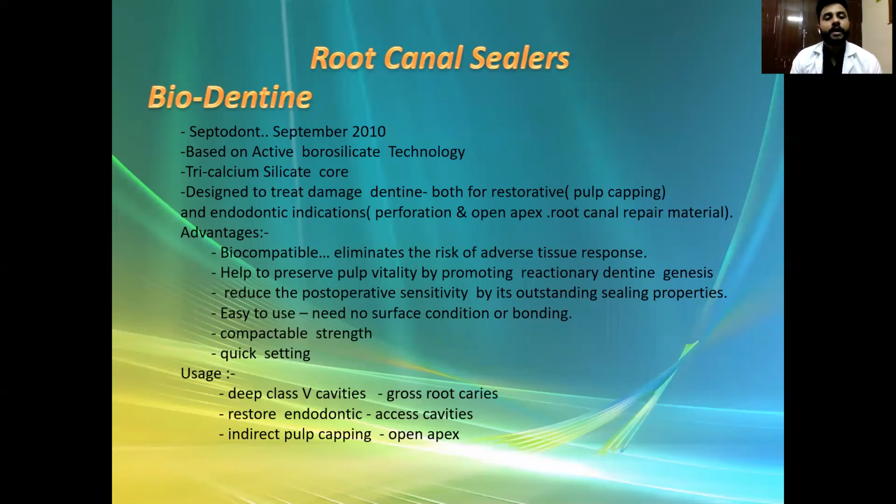So next to MTA, we have Biodentine. So it is based on active biosilicate technology. It has tricalcium silicate core designed to treat damaged dentin both for restorative and endodontic indications. Advantages of Biodentine are they are biocompatible, eliminates the risk of adverse tissue response, helps to preserve pulp vitality by promoting reactionary dentinogenesis, and they reduce the post-operative sensitivity by its outstanding sealing properties and is easy to use, compatible strength and quick setting. Usage, they can be used in deep class 5 cavities and restore endodontic access cavities and indirect pulp capping.